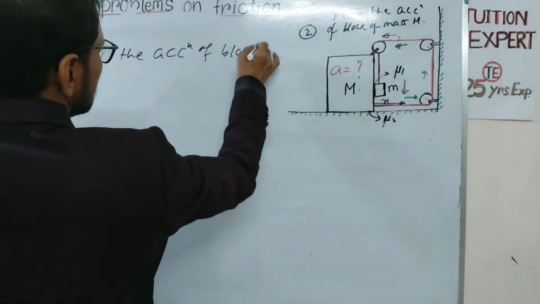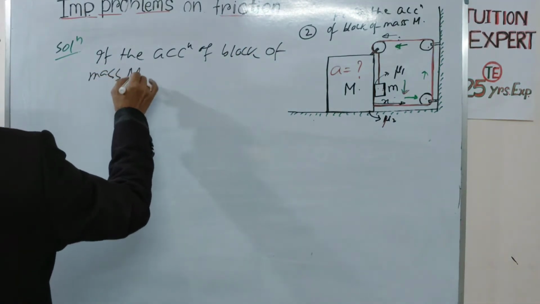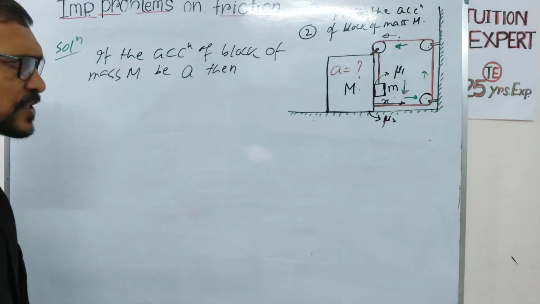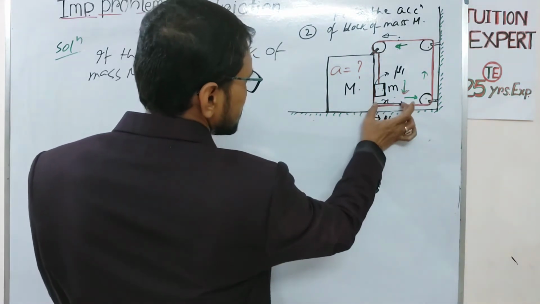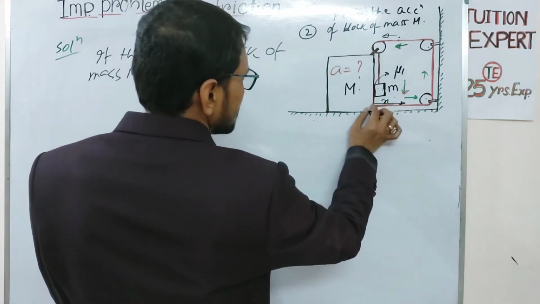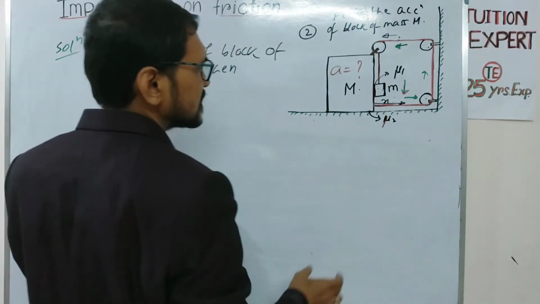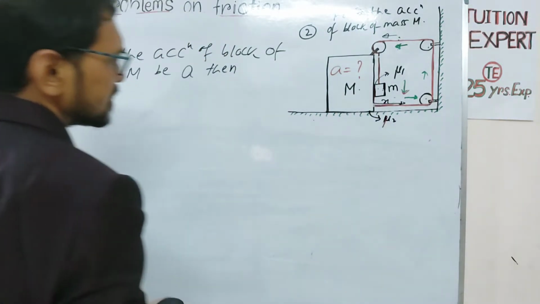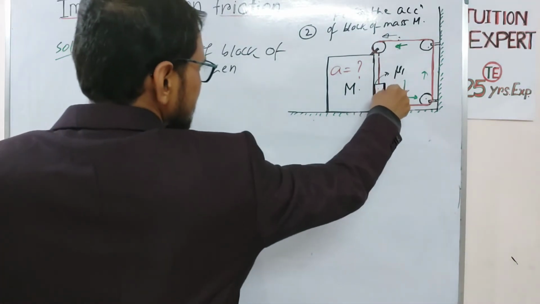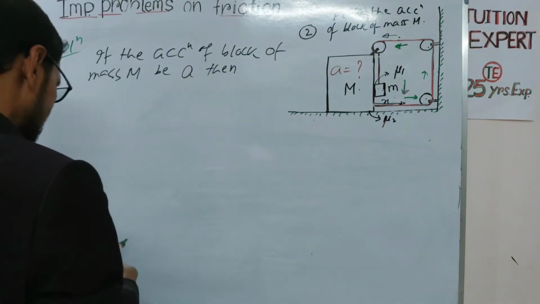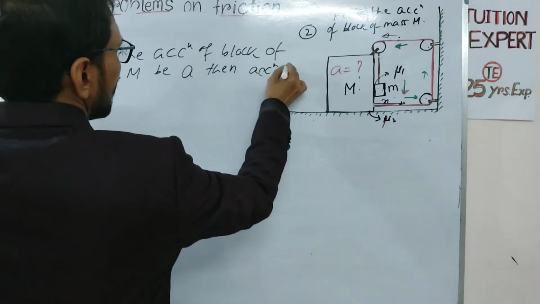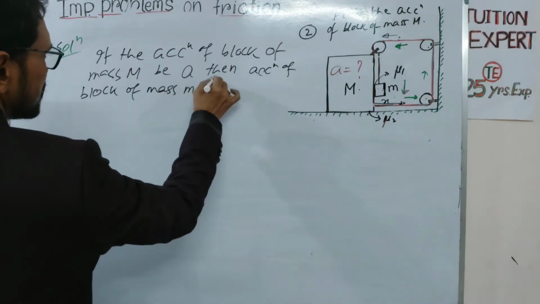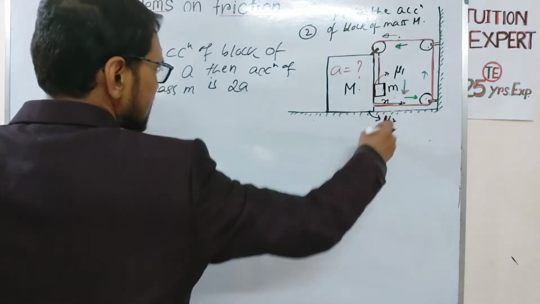If the acceleration of the block of mass m is A, then by the constraint equation, as the length of the string is constant, if the block moves through distance x, then the string moving downward is 2x. So we can say that if the acceleration of the block is A, then the acceleration of the block of mass M is 2a. So the acceleration of this is A and this acceleration is 2a.